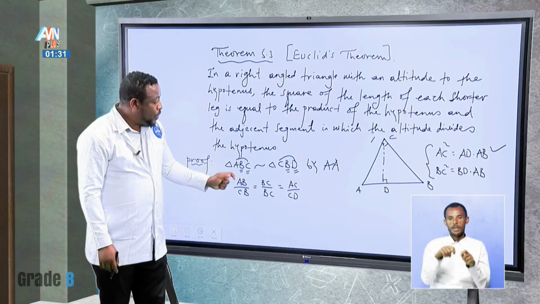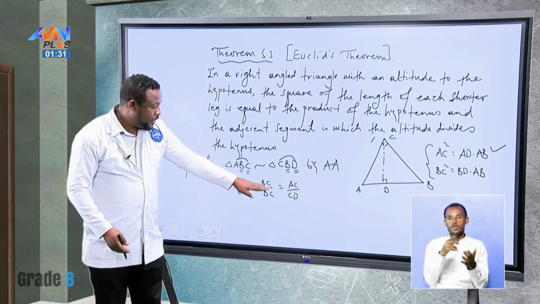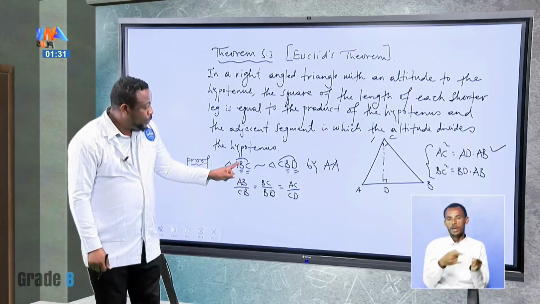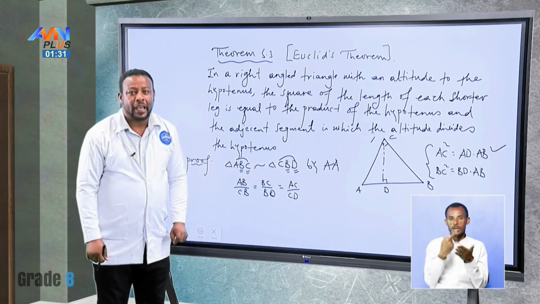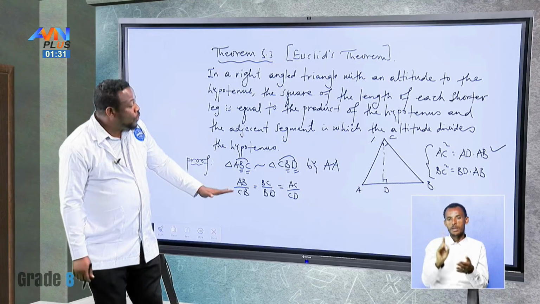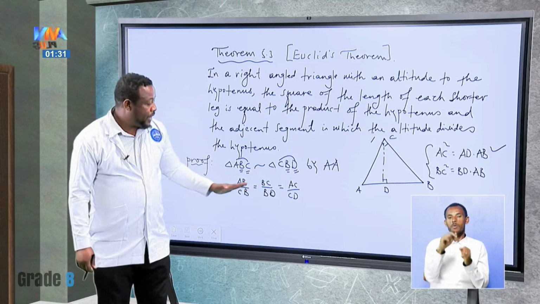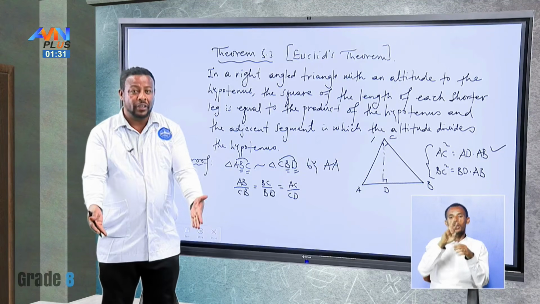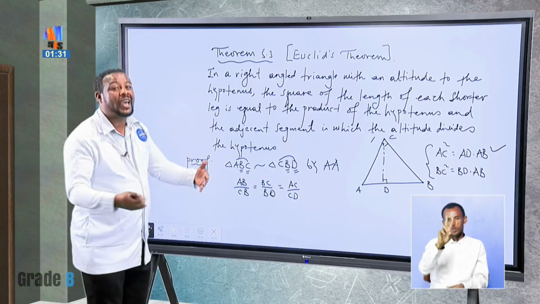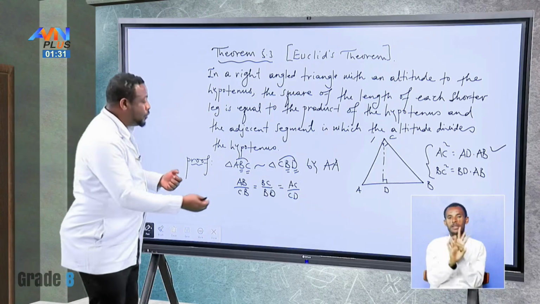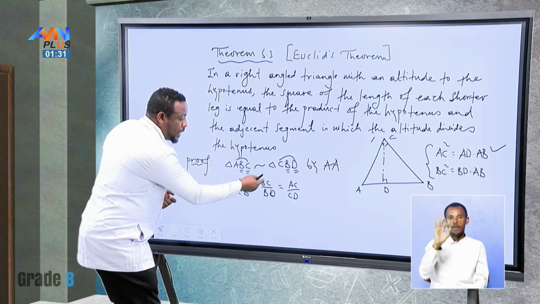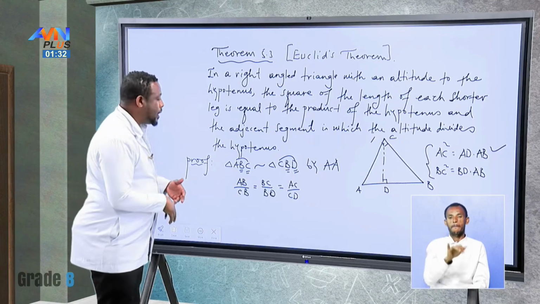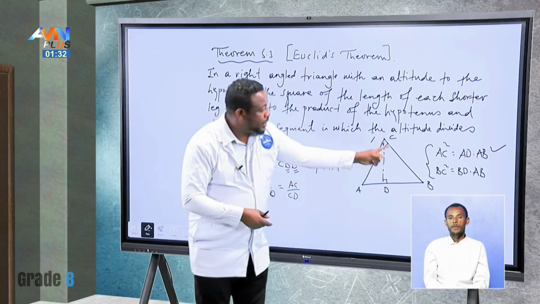Now from this, you can take the first two ratios. If you take BC here, you need to take BD. So if you compare the first two ratios and crisscross, you will get BC times CB. BC and CB are the same.